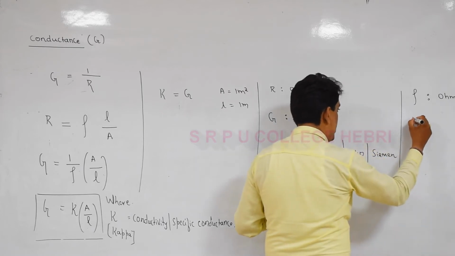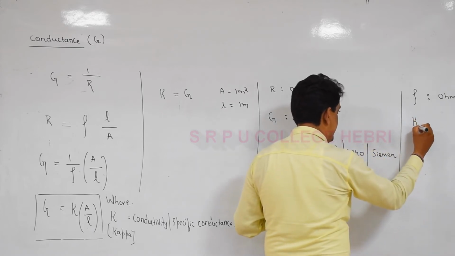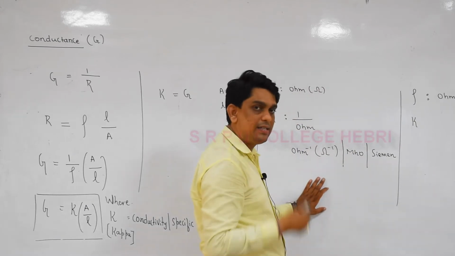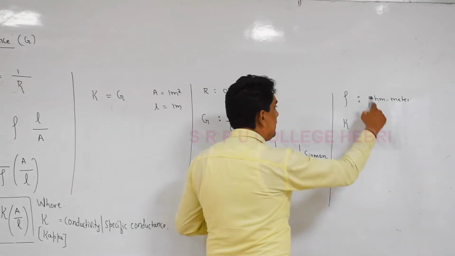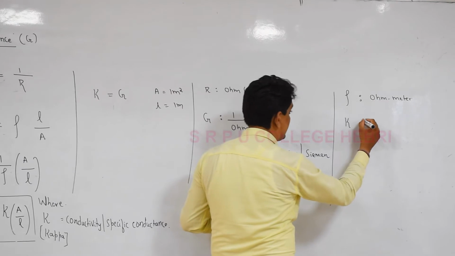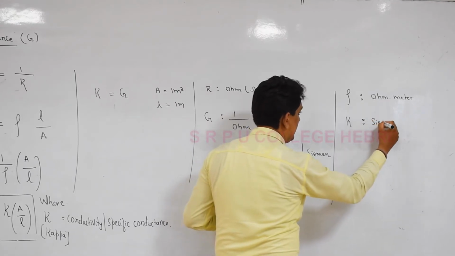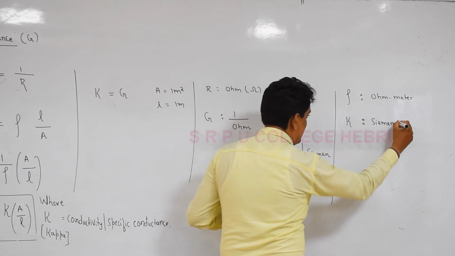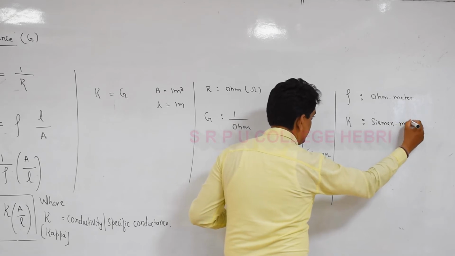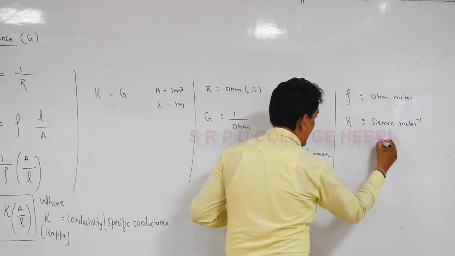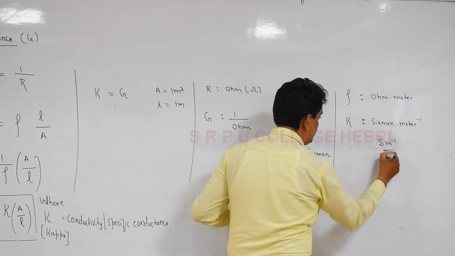Now I want to know about the unit of conductivity or specific conductance. I know it is the reciprocal. The reciprocal of ohm is siemens, just now I said it. The reciprocal of meter is per meter. Simply, I can write it as siemens per meter.